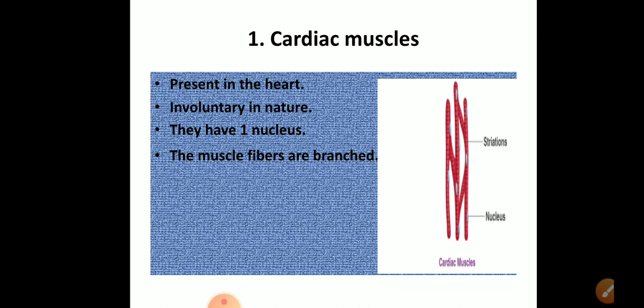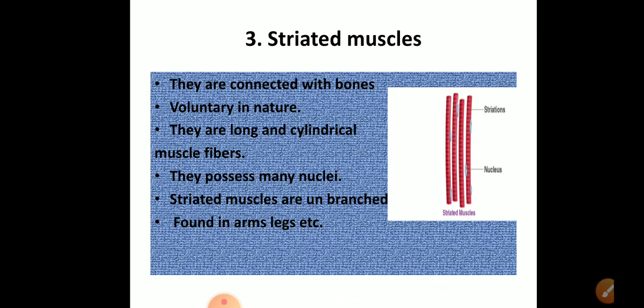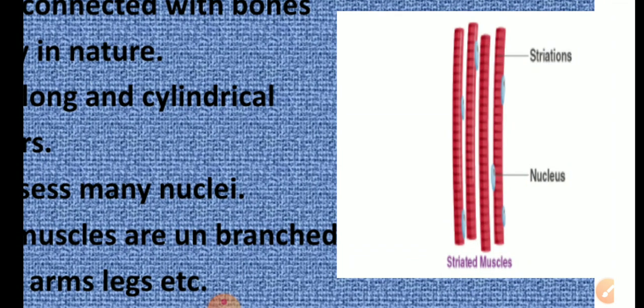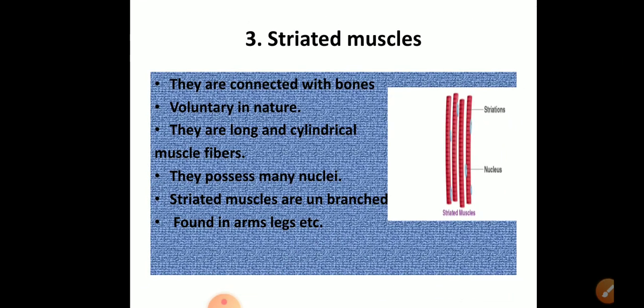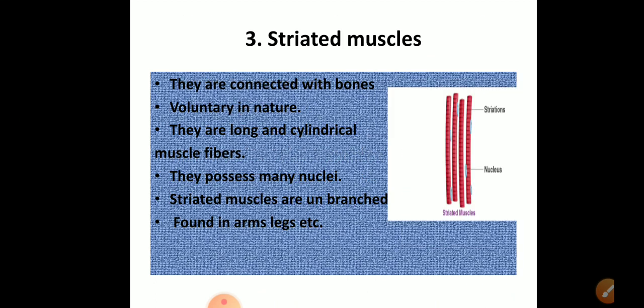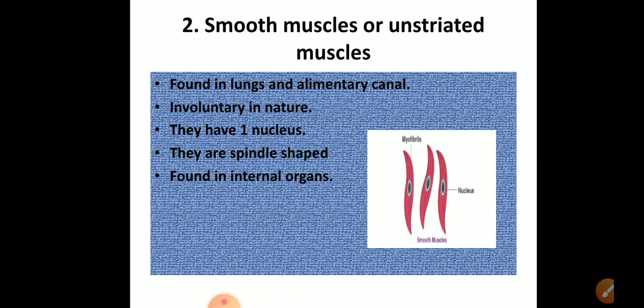This striation is found in cardiac muscles and striated muscles also. This is the third type of muscle. Now see in this diagram also, you can see the bands of light and dark color. This is called striation. This striation is found in the first one, cardiac, and in the third one, striated muscles. And smooth muscle does not have this type of striation. These are found in the lungs, alimentary canal, and in the visceral organs.